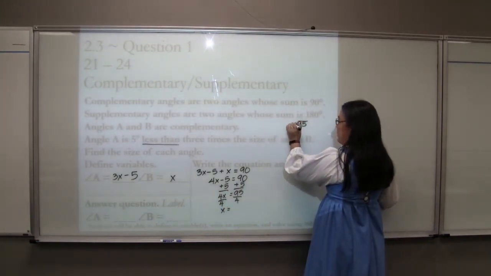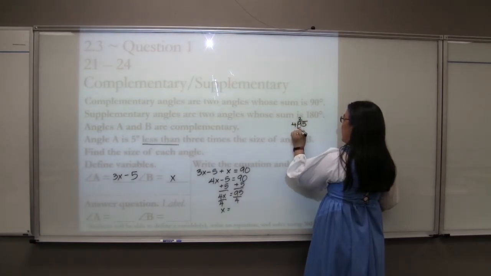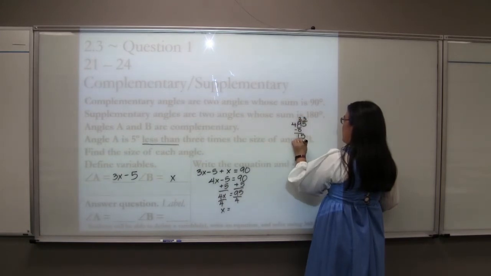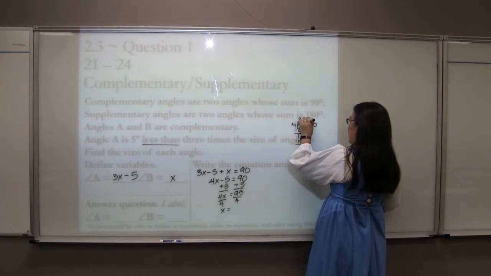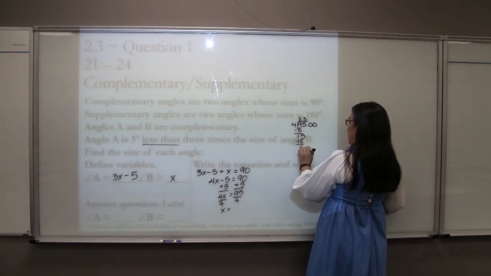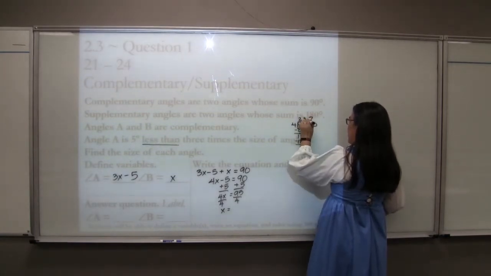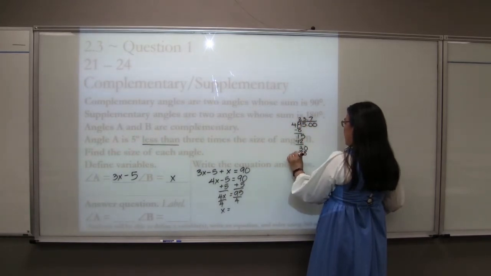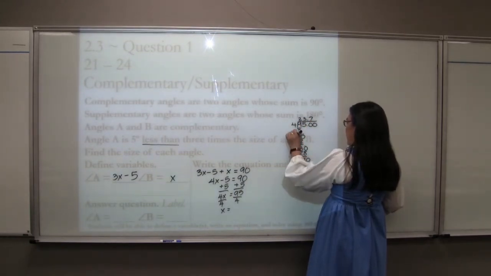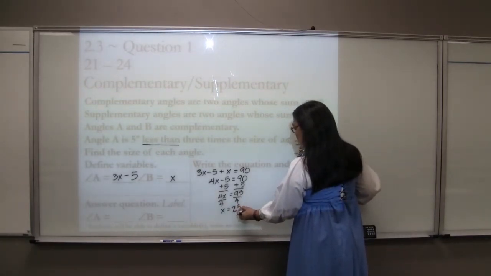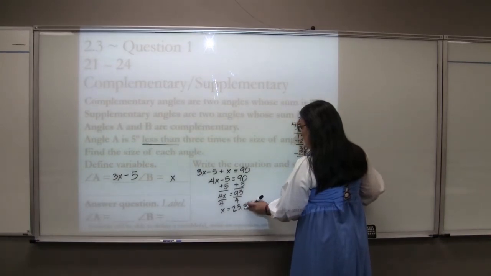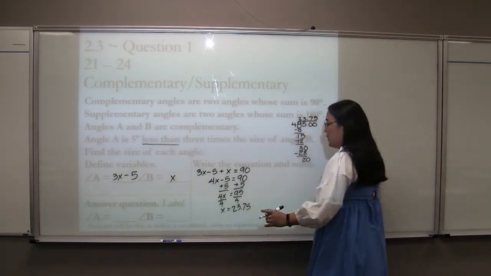95 divided by 4 goes in there 2 times. 4 times 3 is 12. And we will get 4 into 30 gets in there 7, 28. And 5. That's going to be X equals 23.75. Oops, 0.75. There we go. But wait, there's more.